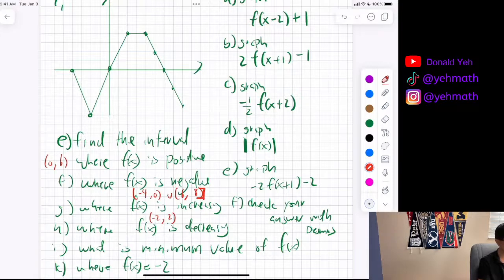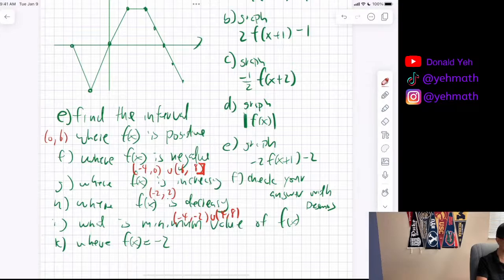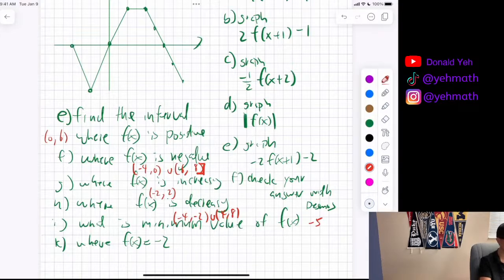Increasing is from -2 to 2. Decreasing is going to be from where? -4 to -2, union from 4 to 8. Minimum value, remember what value is? Value is the output, the y, thank you. It's going to be -5. And where is f of x equal to -2? Well, that's -2 here and here. So it's going to be x equal to -3 and x equal to -1.